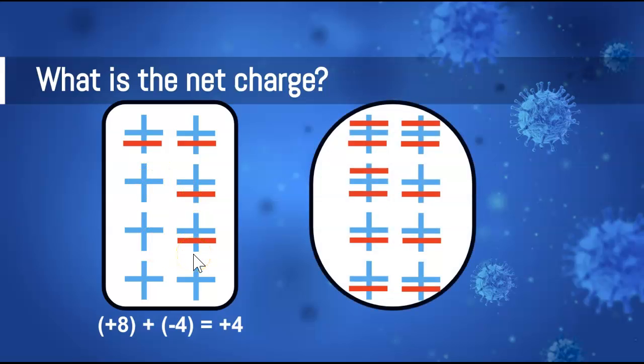How about this one? We have 1, 2, 3, 4, 5, 6, 7, 8 positives again. We've got 1, 2, 3, 4, 5, 6, 7, 8, 9, 10, 11 negatives. So I've got plus 8 and negative 11. So positive 8 plus negative 11 gives us a charge of minus 3. All right, so that's what the net charge is. The important part of it is that this has a positive charge, this has a negative charge.